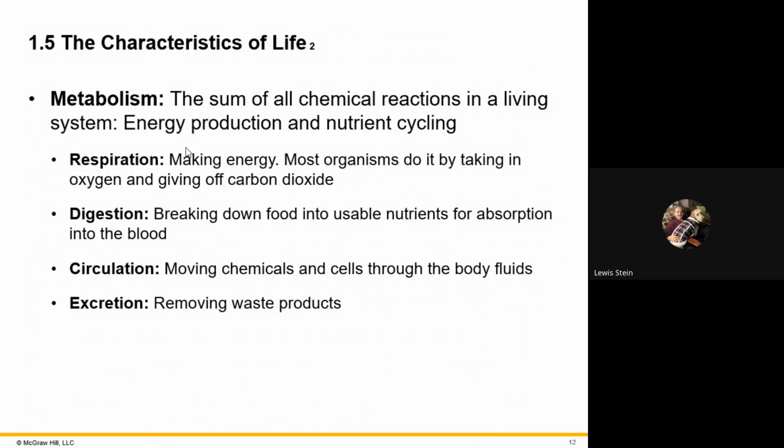Digestion and absorption are different. Digestion is a mechanical and chemical process to break things down so that they are small enough that they can be absorbed, that actually they can go into your system. And circulation is self-explanatory, and excretion is self-explanatory.